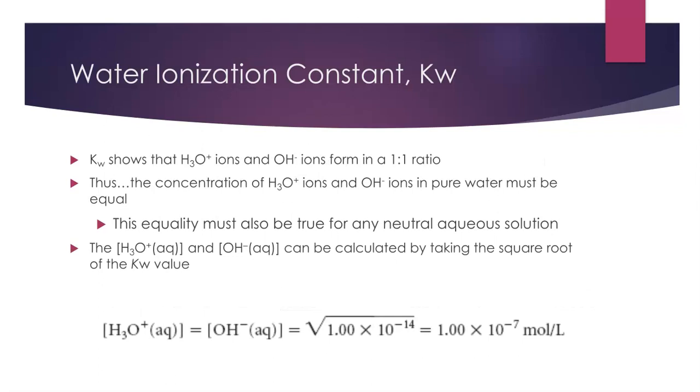Kw gives us a lot of useful information. For starters, it tells us that in pure water, the concentration of hydronium ions is equal to the concentration of hydroxide ions. This equality is also true in other neutral solutions. Because of this relationship, the concentration of hydronium and hydroxide ions can be determined by taking the square root of the ionization constant of water.